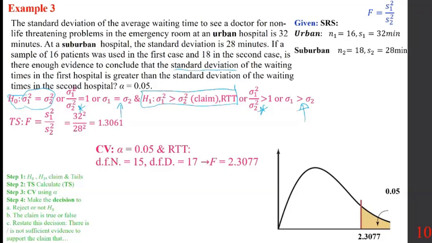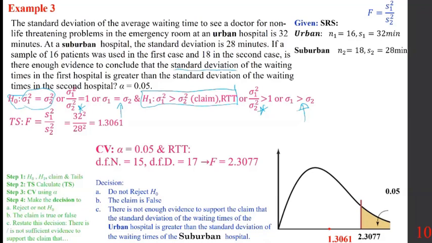2.3077. So where is the test statistic compared to this number? It's somewhere in the non-rejection region. Therefore, the result is what? Fail to reject H0, or do not reject H0. So if you are not rejecting H0, you're rejecting H1, which contains the claim, so the claim becomes false. So do not reject H0. The claim is false.